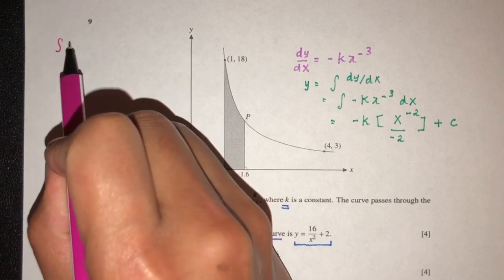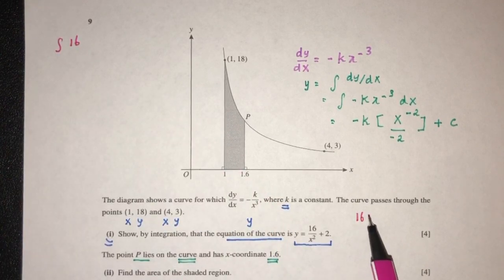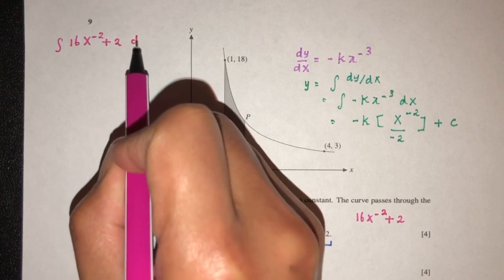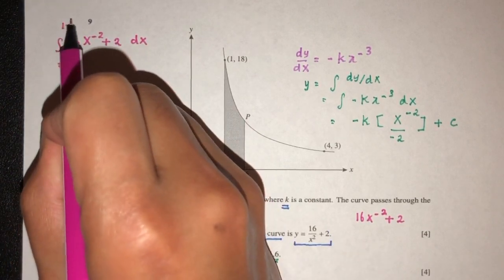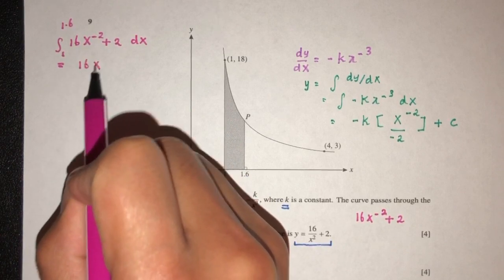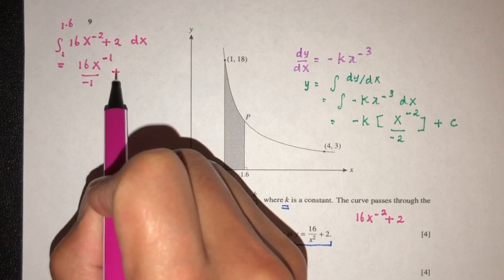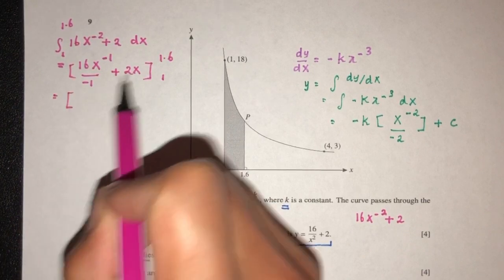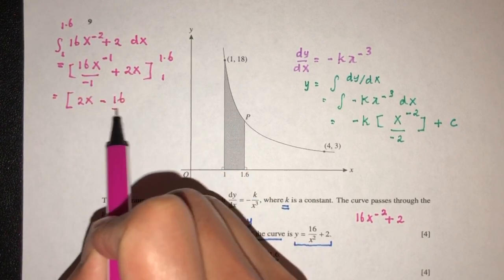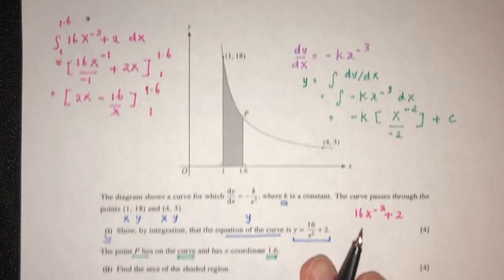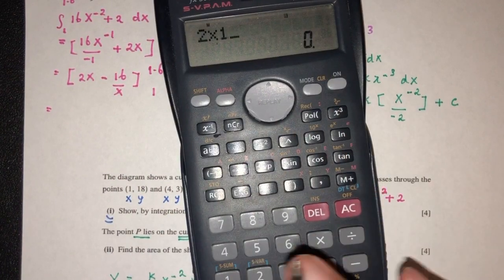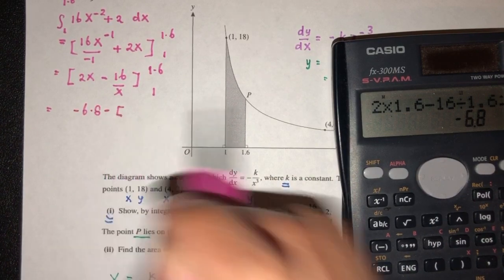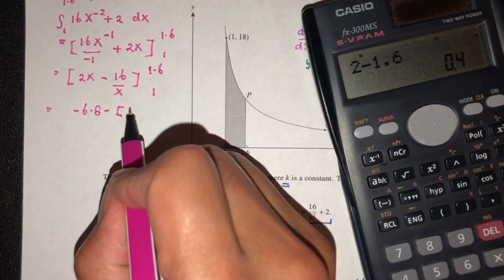The curve is equal to 16. Now we can write this as 16 this and plus 2, right? Same thing. That'll be with respect to dx. Limits will be 1.6 and 1. So that will be 16. Increase the power by 1, that will be minus 1, divided by minus 1, plus 2x, and limits will be 1.6 and 1. That will be 2x minus 16 over x, limits 1.6 and 1. So simplify. First one, we have 2 times 1.6 minus 16 divided by 1.6. That will be minus 6.8, and then we have minus. Then we have 2 minus 1.6, that should be 0.4.